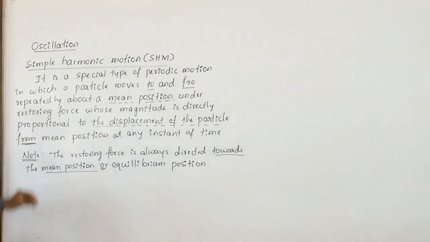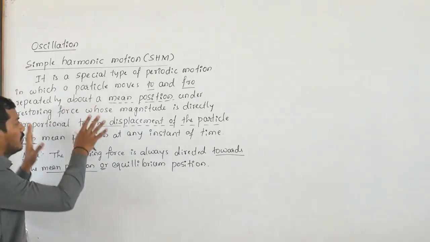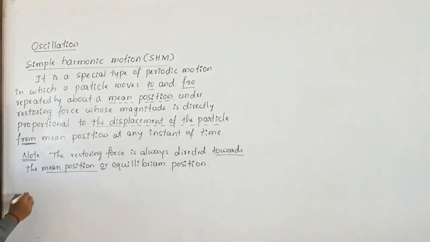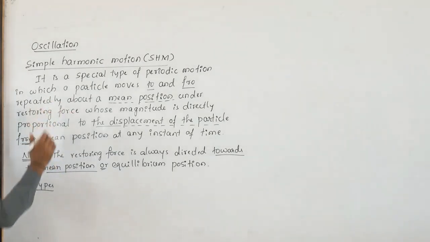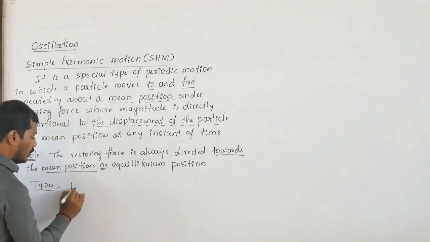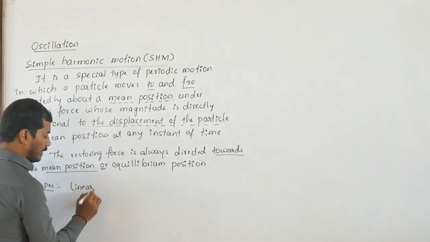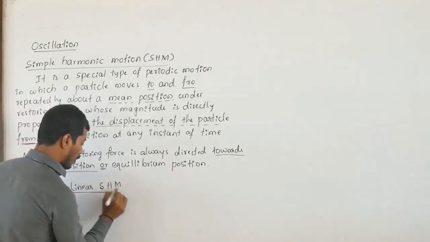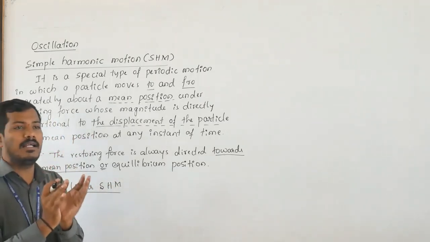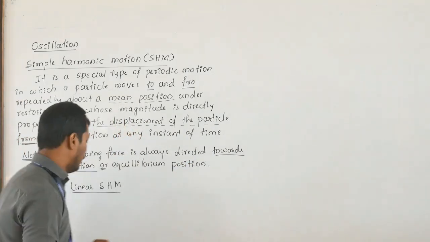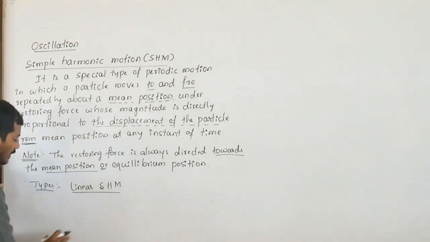I will explain simple harmonic motion completely in two types. The first one is linear simple harmonic motion. Linear means the particle is displaced along a straight line, and the force is also along a straight line.